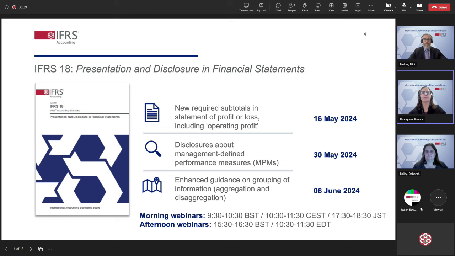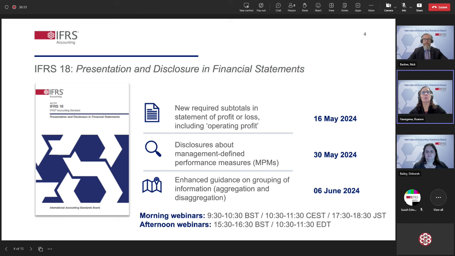The second set of requirements requires companies to disclose information about some non-GAAP or alternative performance measures in a single note to the financial statements, and we call these management-defined performance measures. This will help companies to complement information provided using the new structure of the statement of profit or loss with company-specific information about performance. And they will provide investors with greater transparency about those measures. And we'll be covering these requirements in today's webinar.